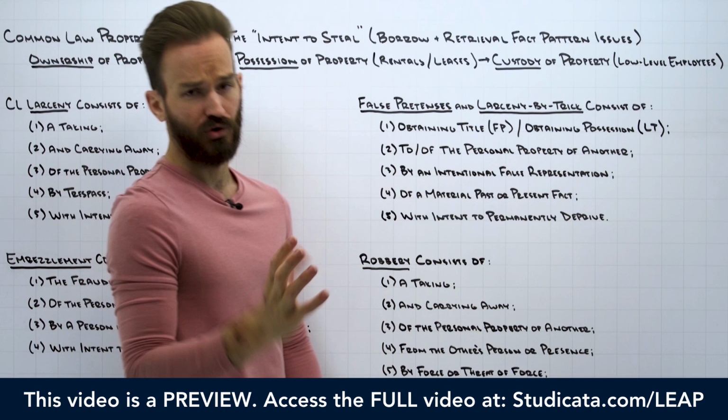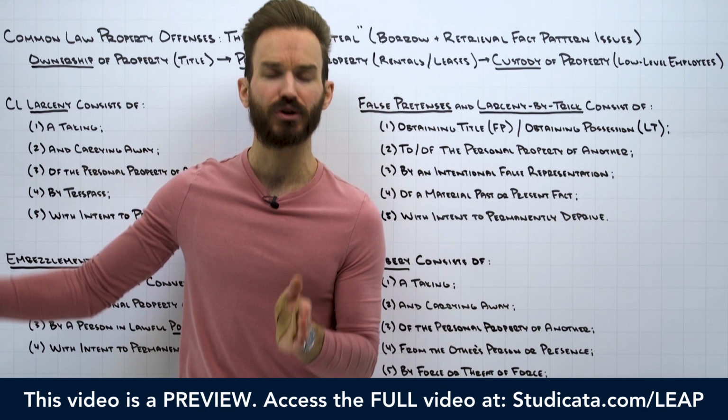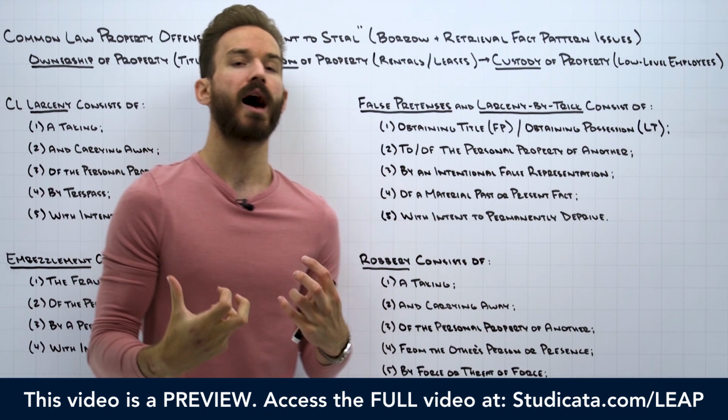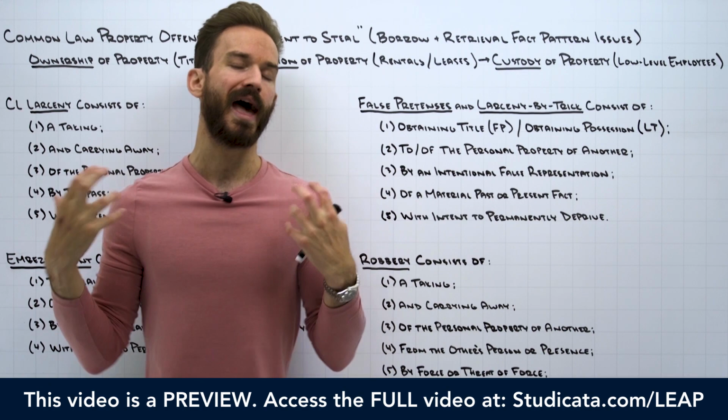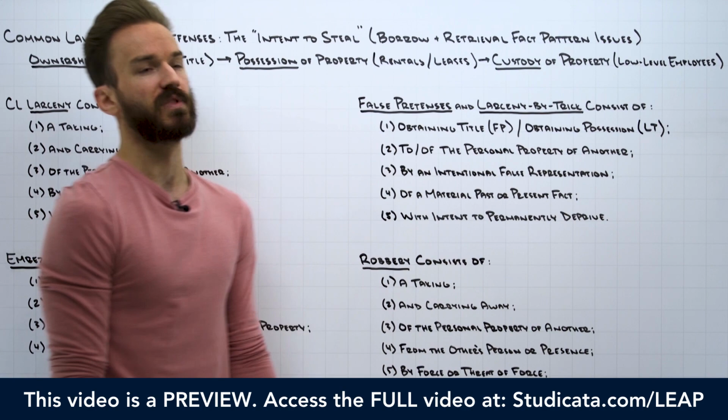The short way of saying it is, look, if you have a borrowing or retrieval fact pattern, and at some point later on, the defendant develops an intent to steal, they originally didn't have an intent to steal, later on they develop an intent to steal, you're not really going to have a concurrence issue because we have the continuous trespass doctrine, right? So just in your head, note, hey, look, this looks like a temporal concurrence problem, but under the continuous trespass doctrine, it's not, right? They're still going to be liable for larceny in those situations.